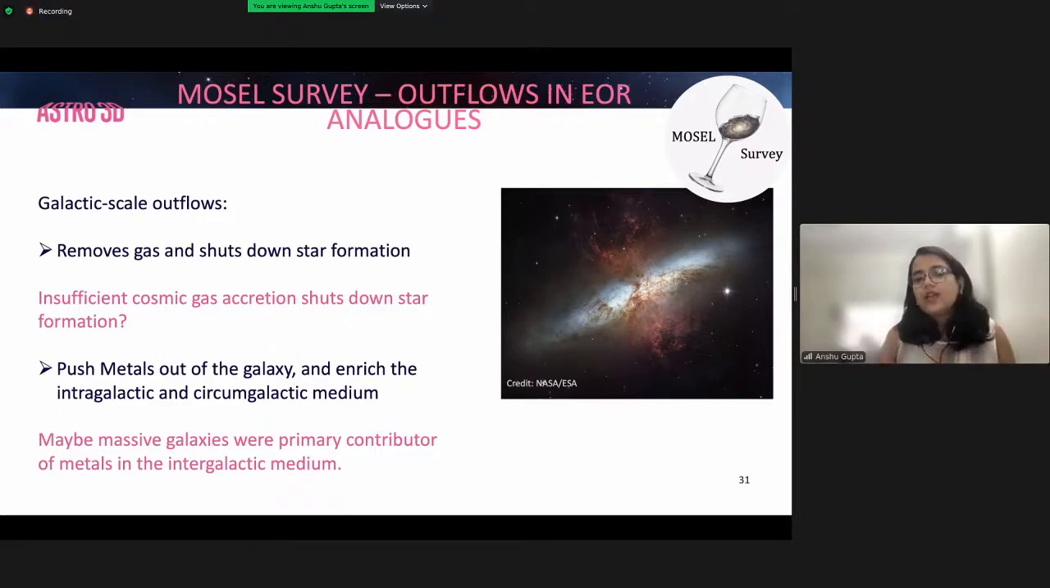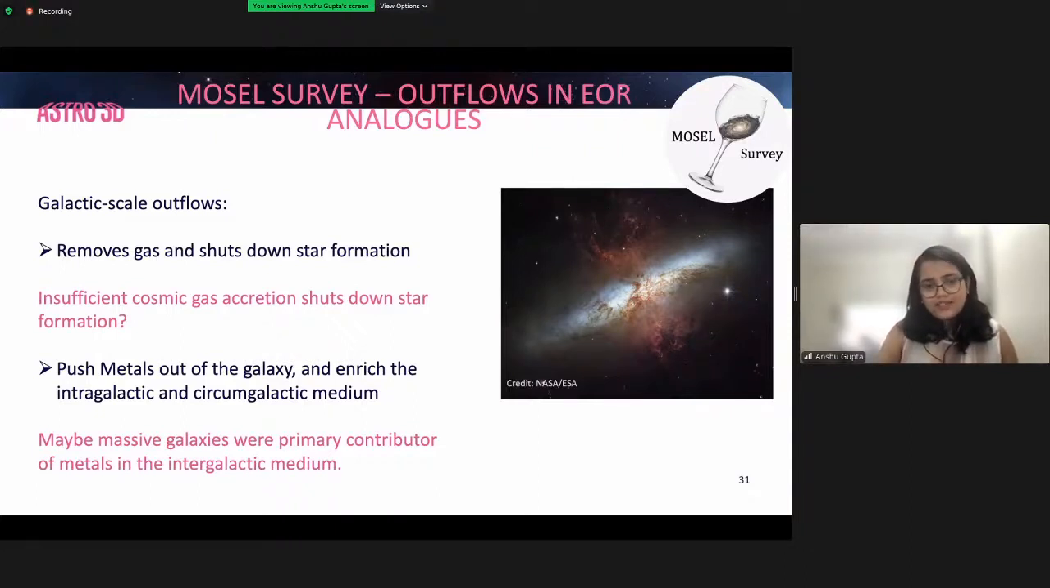And secondly, for the enrichment of the intergalactic medium, since our sample is particularly low mass galaxies, it might be that even at higher redshifts, it's the massive galaxies that were the primary contributors of metals in the intergalactic medium, not these low stellar mass galaxies.